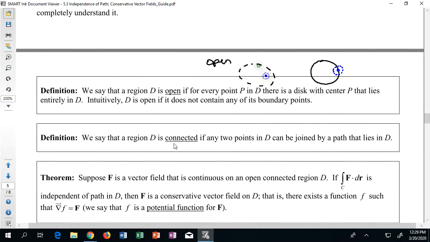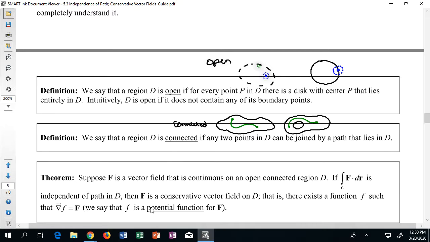We will also say that a region is connected if any 2 points in D can be joined by a path that lies entirely in D. Something that looks connected would be a region like this, because no matter what 2 points I select, there's a path I can draw between them that is entirely inside. I can even have a hole in the region, and I can still imagine a path. I just have to go around the hole.